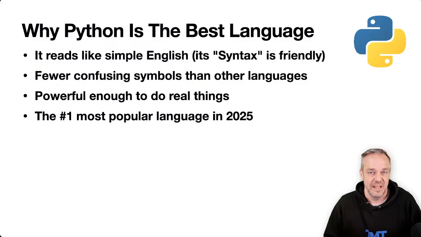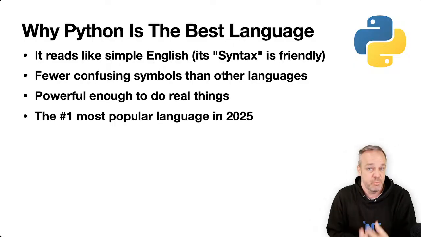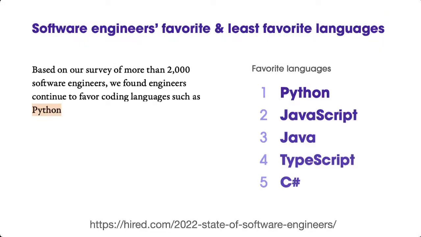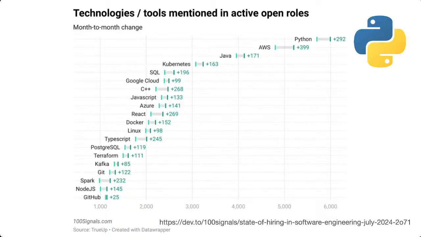Websites, data analysis, building AI stuff, automating boring tasks, you name it, Python can handle it. And the cool part is Python isn't just versatile, it's also the most popular programming language out there. Actually, it gains popularity from year to year. They asked professional software engineers who are working in the industry, and they ranked Python as their #1 favorite language. So people working in the industry absolutely love Python. And companies are therefore also always looking for Python programmers. Python is the most requested technology mentioned in active job postings.